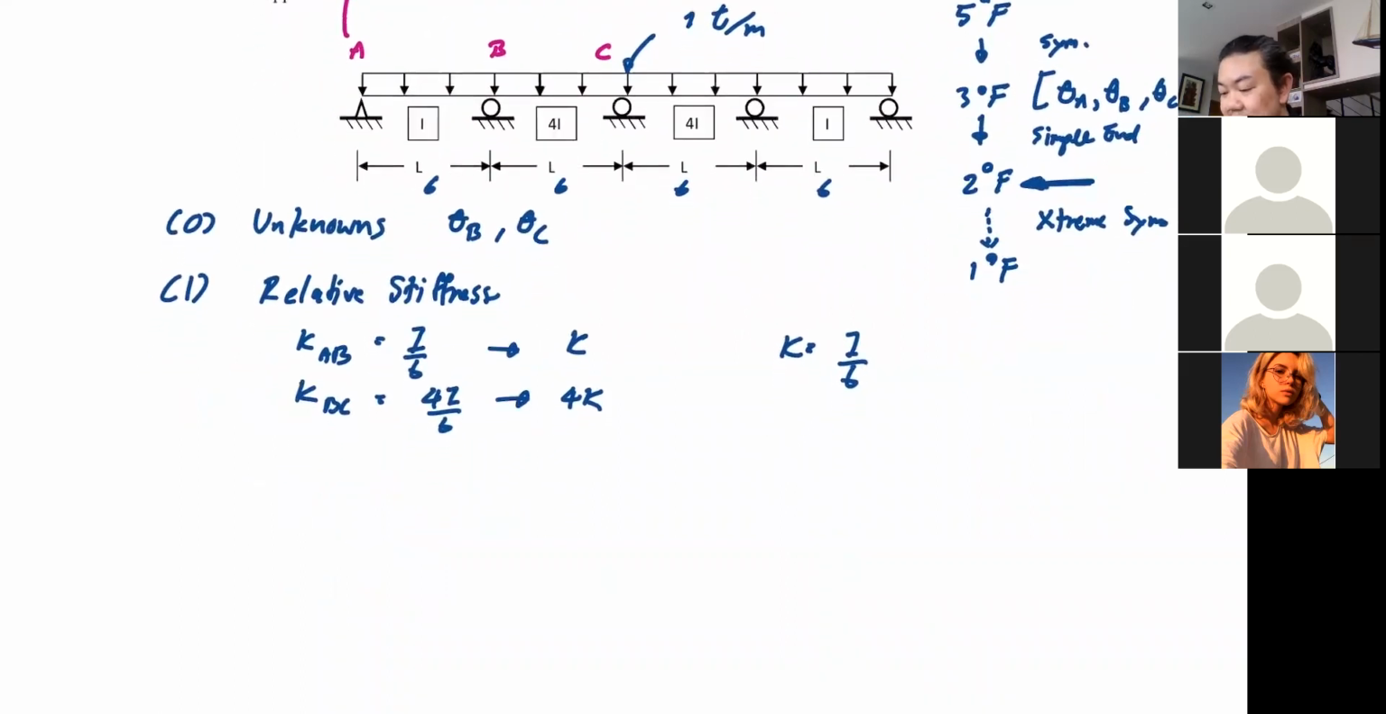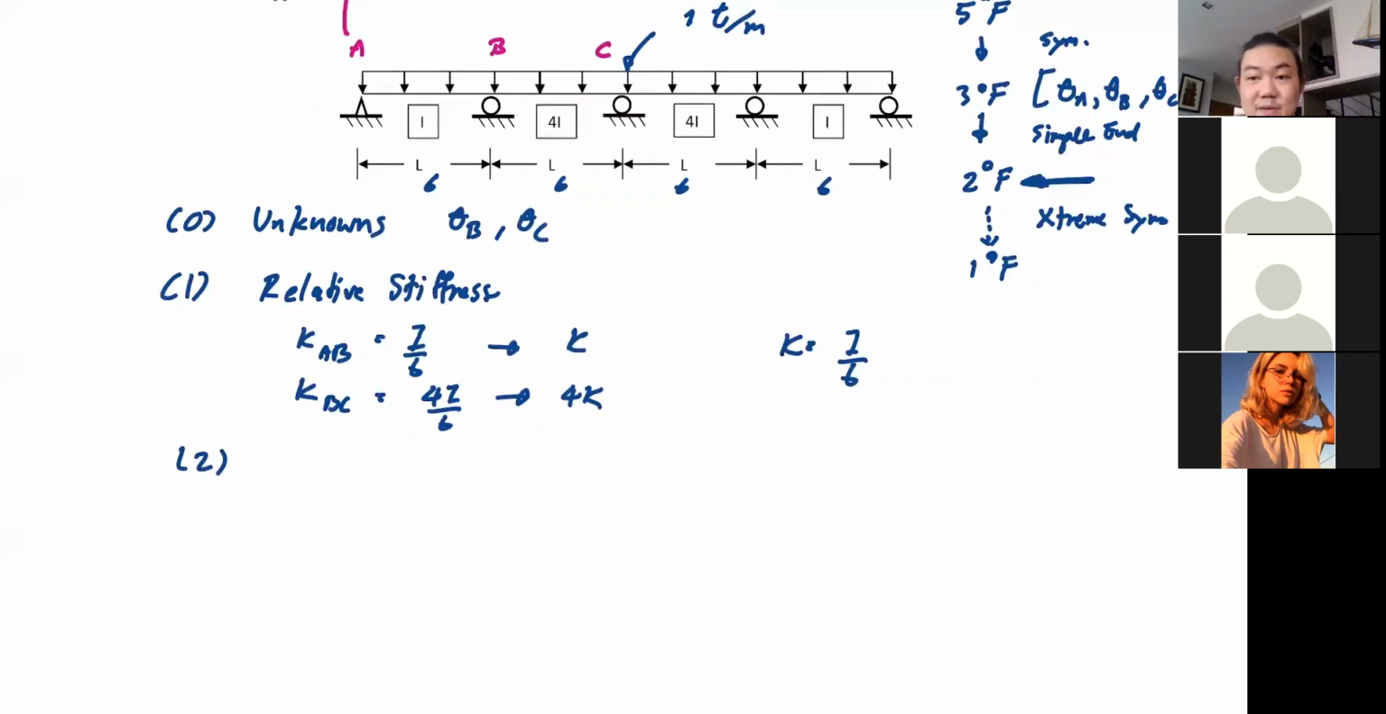Okay. Now the second step is the calculation of fixed end moment. I did it too quickly in the previous example, because I just wanted to demonstrate the point, and that problem is extra. I'm slightly concerned with the time, so that's why I went a little bit too quickly, but let's do it better this time.